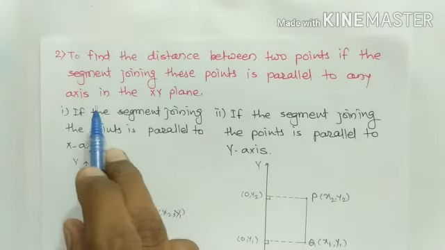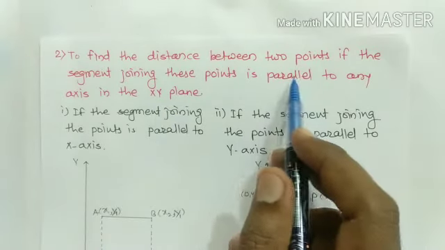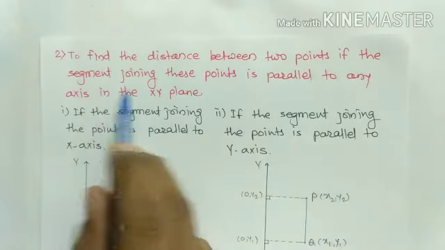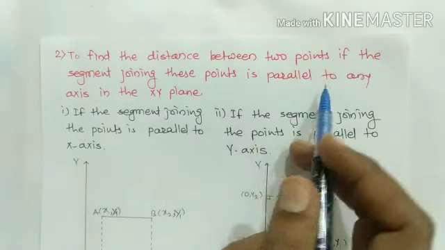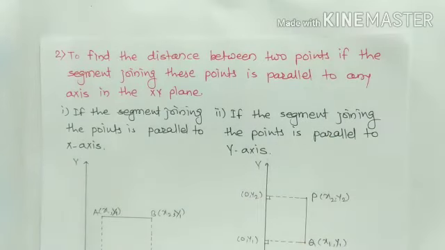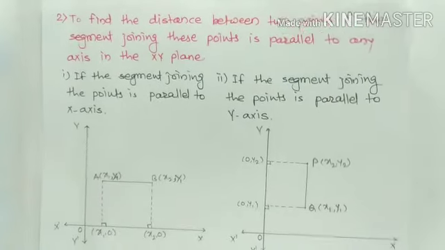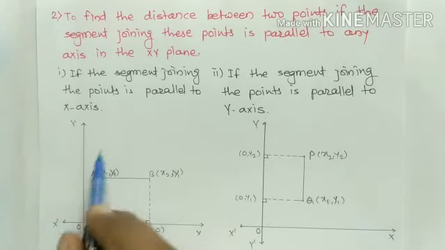Now we have to find the distance between two points in the xy plane if the segment joining these two points is parallel to any axis in that xy plane. Now we have to find the distance between two points such that the segment formed by joining them is parallel to one of the axes. So it is the first case.